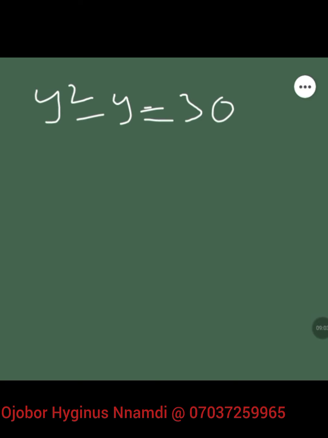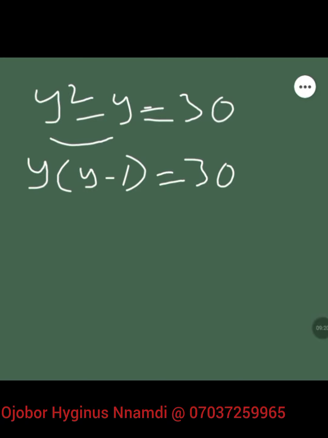Okay, let us look at this quadratic equation: y squared minus y equals 30. We can factor out a common factor of these two terms, which is y. If you factor y out here, you'll be left with y(y minus 1) equals 30. Then you can see that the difference between y and y minus 1 is just 1.